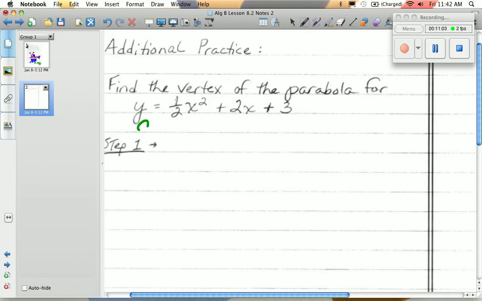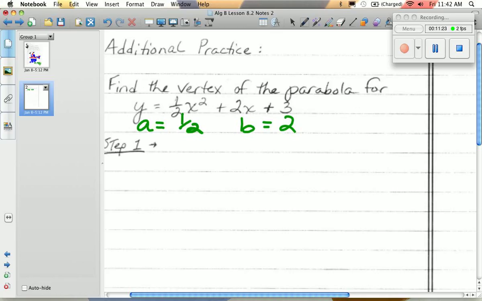So a equals 1/2, and b equals 2. Do we need c? Not right now. We don't. Not for what we're doing today. We just need the a and the b value. Okay. What is our first move going to be?